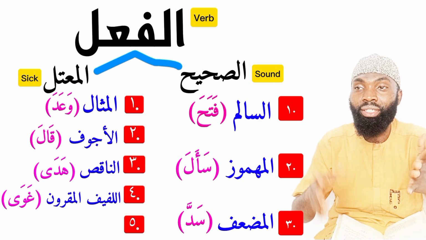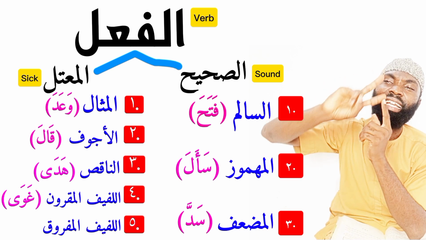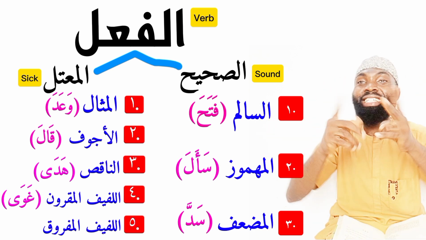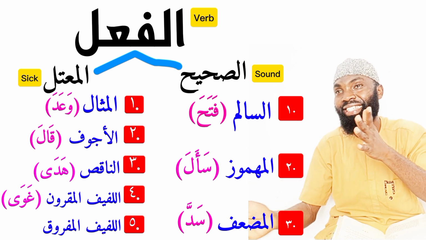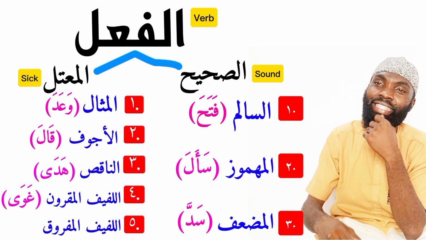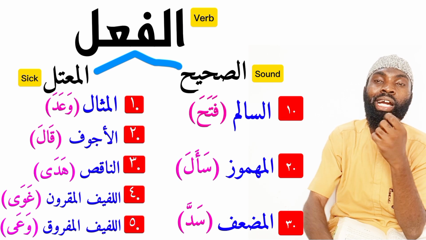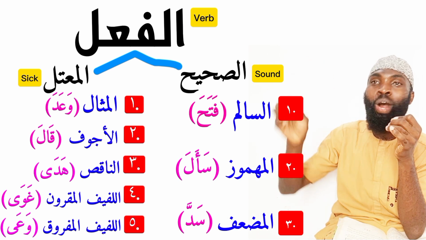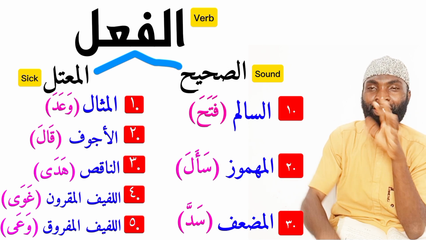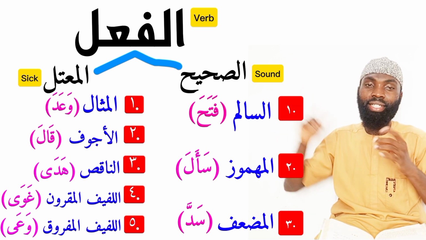Then the last one, which is al-lafiful mafruq, is the one which also has 2 sick letters, but these sick letters are separated. They are not coming in succession. A letter begins, there is a sound letter in the middle and a sick letter at the end. An example of this is the word wa'a, to learn, to memorize. So wa at the beginning and alifun maksura at the end. So this is a foundation, and as we said, we have already discussed this previously.